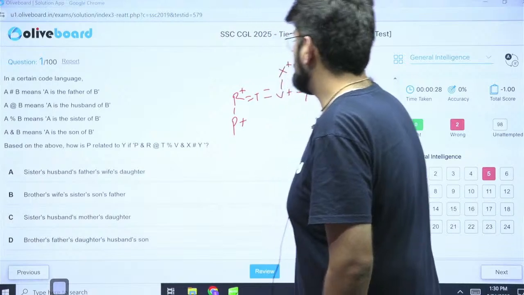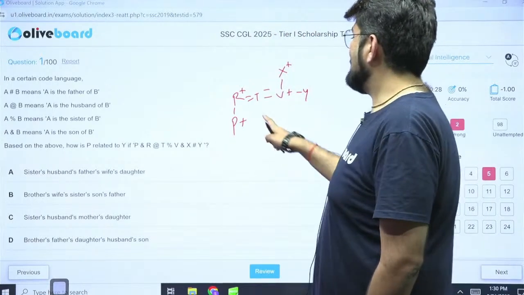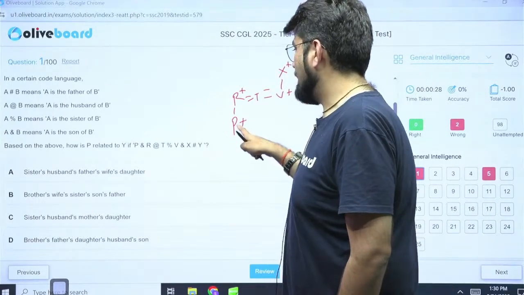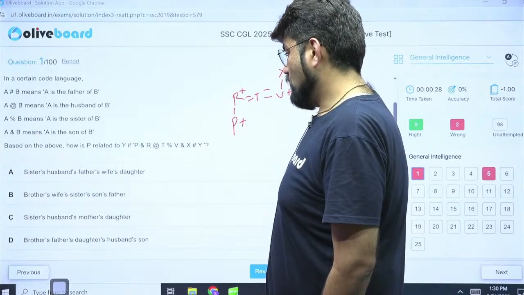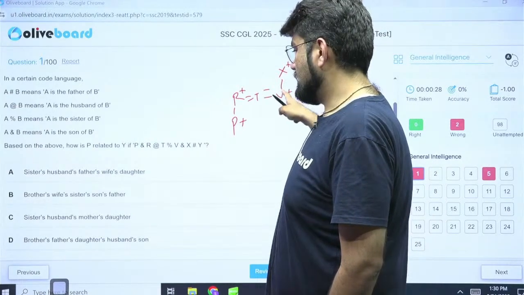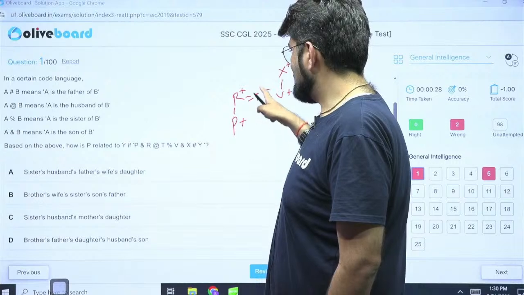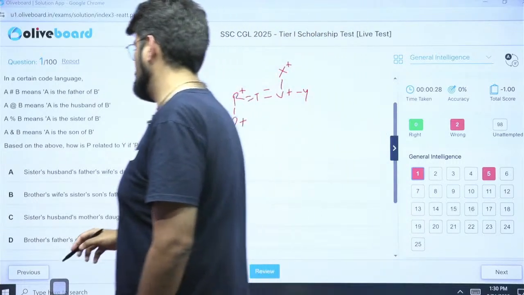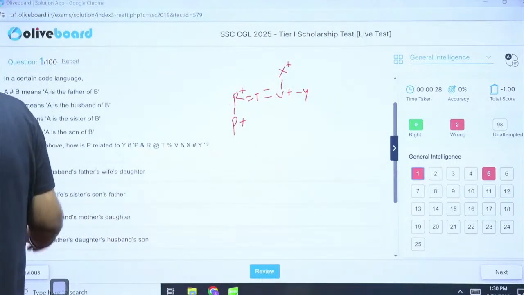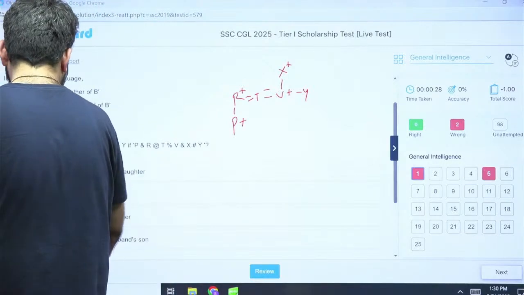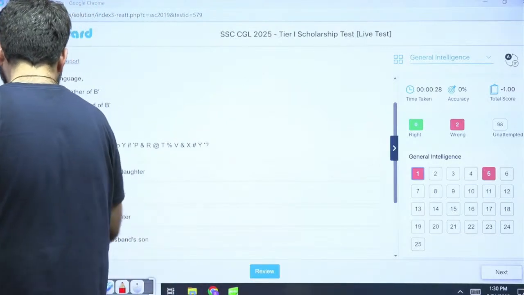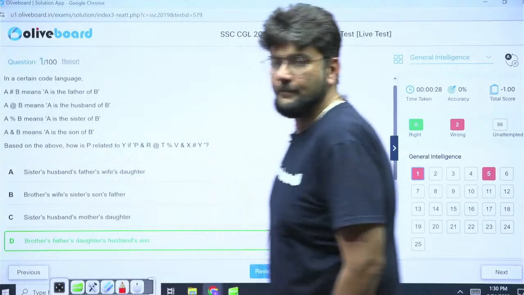The question is asking you how P is related to Y. Now P is Y's sister's son. So P is the nephew of Y. So Y's brother's father's daughter's husband's son. Option D should be the correct answer here. So this relationship has been given to you in an indirect form. Option D is the right answer.